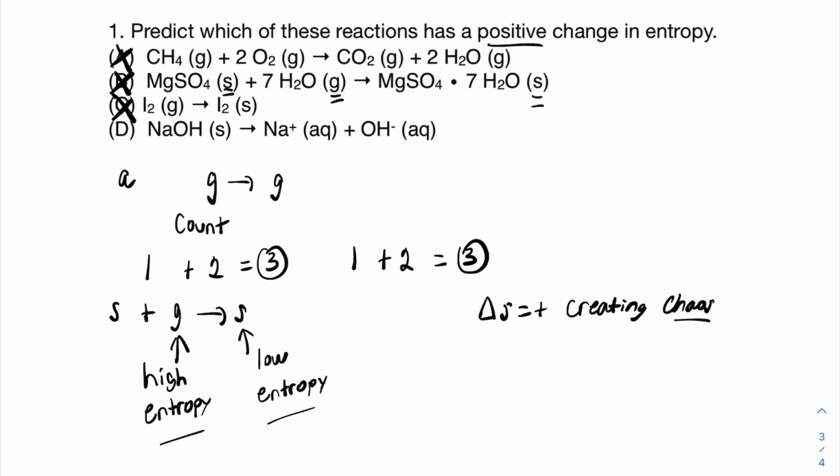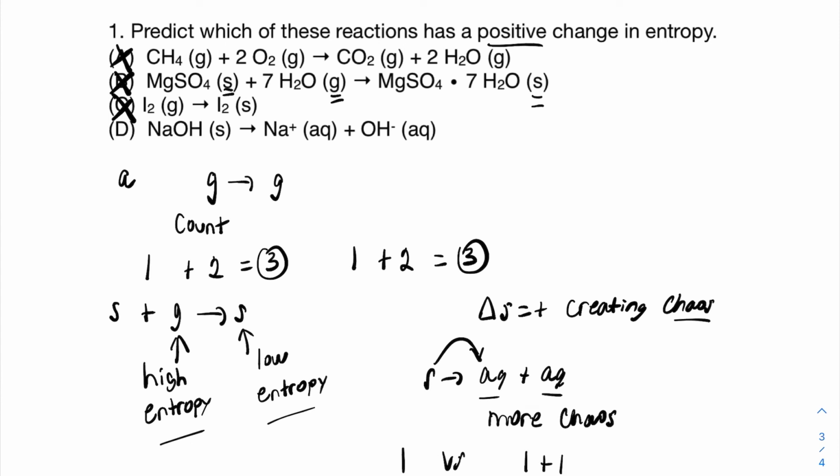In part D, we have a solid going to aqueous and aqueous. So remember that the aqueous state is similar to the gas. It's very random, it's very chaotic. The particles fill a whole kind of solution. So solid to aqueous is going to be delta S is plus. There's more randomness or more chaos here. Okay? And then also we're going from 1 particle of sodium hydroxide to 2 ions. Okay? We have 1 sodium ion and 1 hydroxide ion. So we're actually creating more particles, which is also more chaos. So for this problem, part D is the answer.